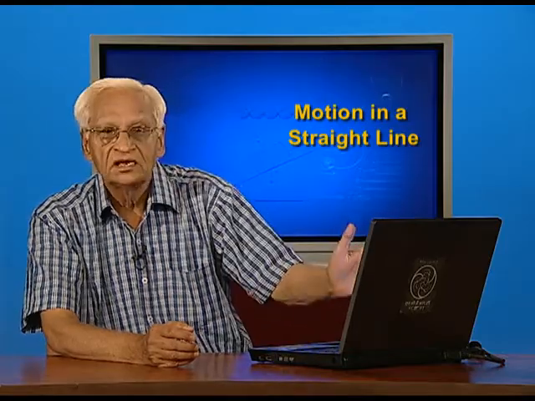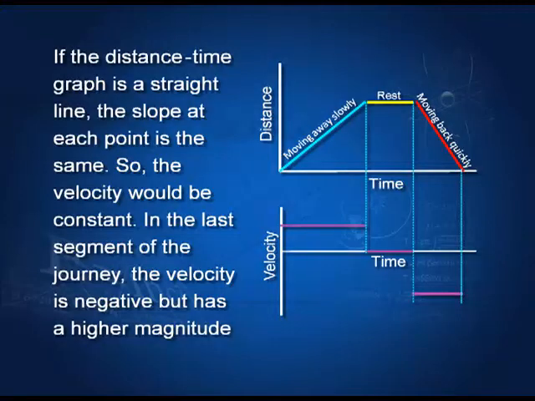In this case, you look at this graph, the upper graph, it is distance time graph, and you can see the body is moving away, then it is at rest, then it is moving back, but faster. What would be the velocity time graph like? Velocity initially is constant, then the velocity becomes 0, and then the velocity becomes negative with a larger magnitude than the earlier velocity. So, from distance time graph we have arrived at velocity time graph.